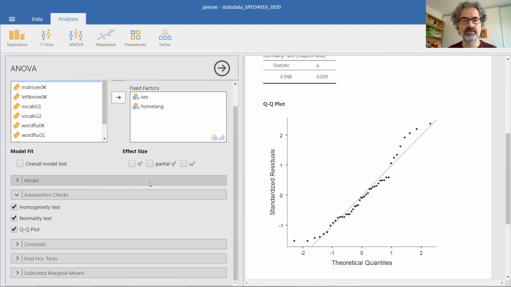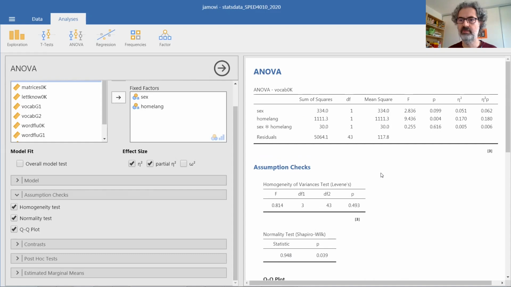So let us add the measures of effect size to our table and go on to see what we have found. We see that the effect of sex is not statistically significant. The effect of home language is statistically significant, and there is no statistically significant interaction between these two.